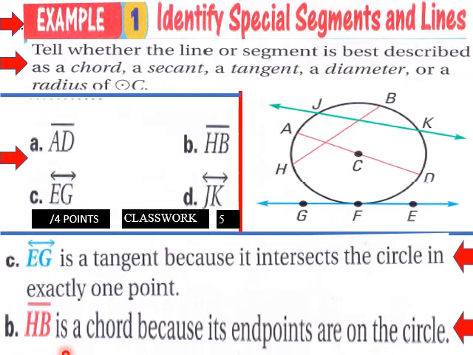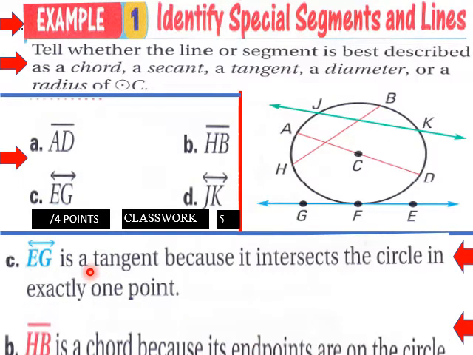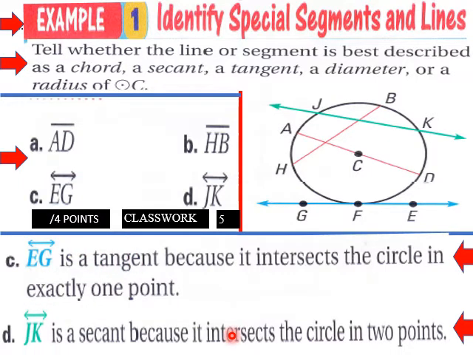Then HB is a chord. Well, we already did that one. We just did AG. And then JK. What's JK? JK is a secant. It passes through the circle.